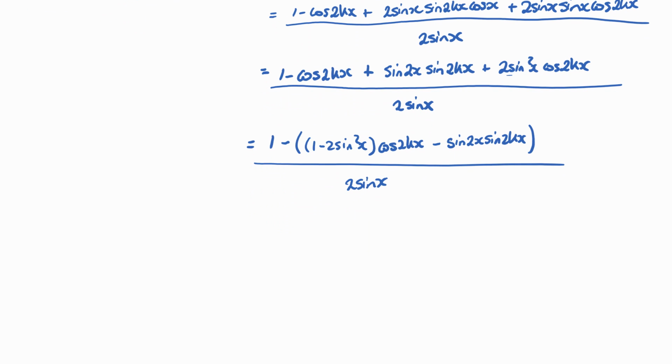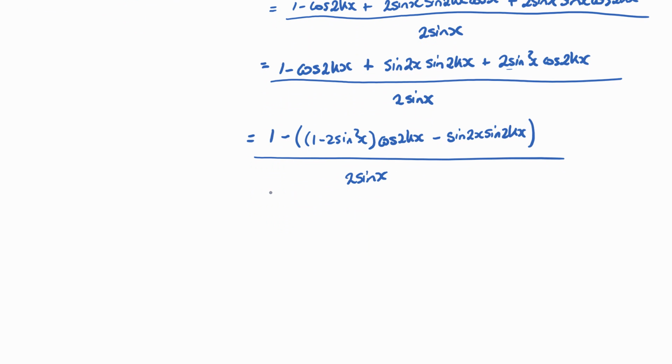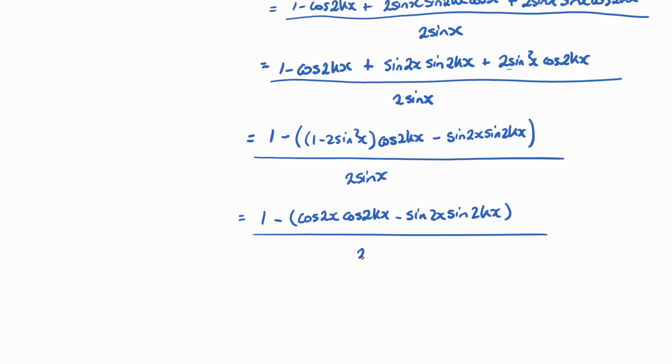We're getting there. Stay with me. So this is equal to 1 minus, we're going to have 1 minus 2 sine squared x, which we know from the double angle formula is cos 2x. This will just be cos 2x, and then we have cos 2kx, and then we still have our minus sine of 2x, sine of 2kx over 2 sine x. Getting closer.